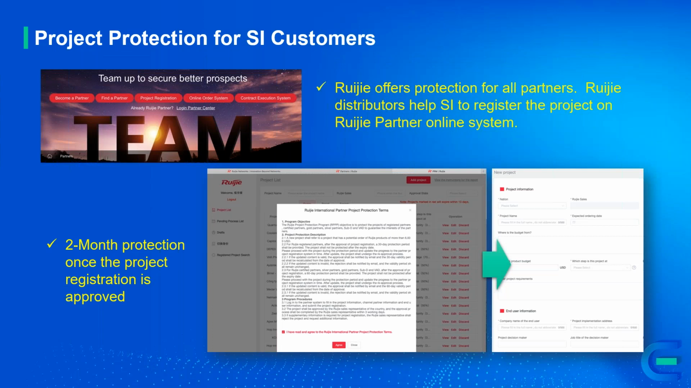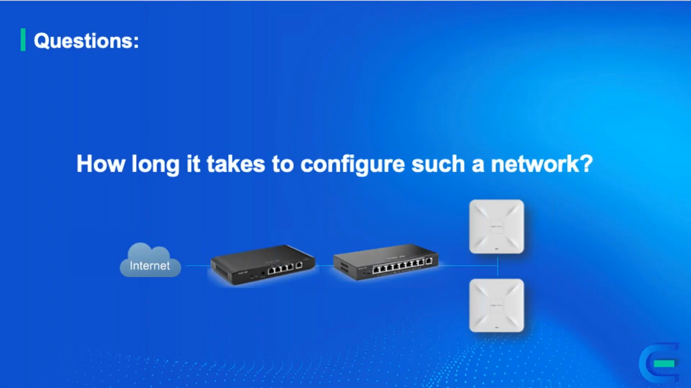We also have protection for our customers. REYEE offers protection for all the partners, and REYEE distributors help SIs register in the REYEE Partner Protection online system. We have 2 months of protection once the project registration is approved. So we don't have problems with that.